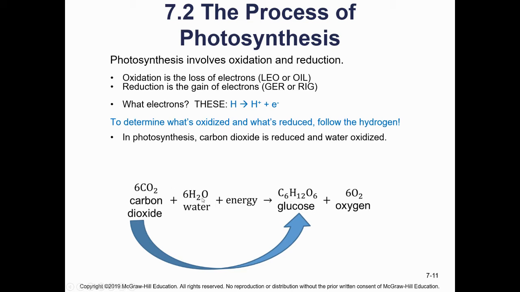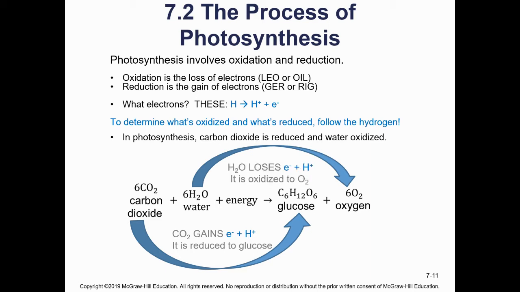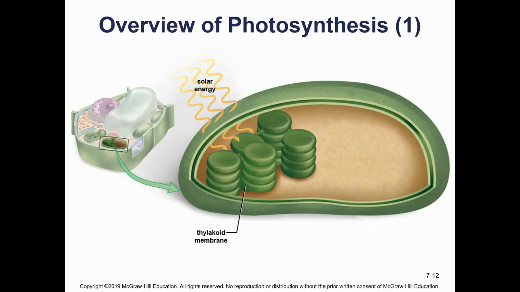Well, water goes into this reaction too. This is my whole photosynthesis reaction. Water has a hydrogen to lose, so that's loss of electrons, oxidation. Water is oxidized into oxygen. So carbon dioxide gains an electron and a hydrogen proton; it's reduced. Water loses its electron and its hydrogen proton, so it's oxidized to oxygen. So that's how this is an oxidation-reduction reaction.